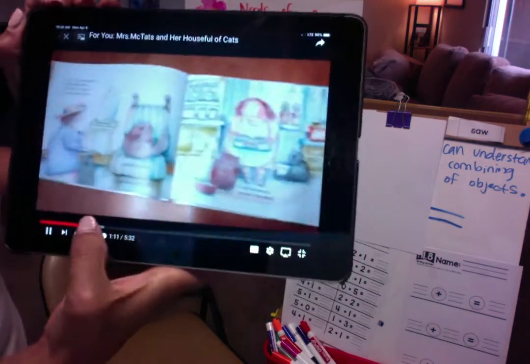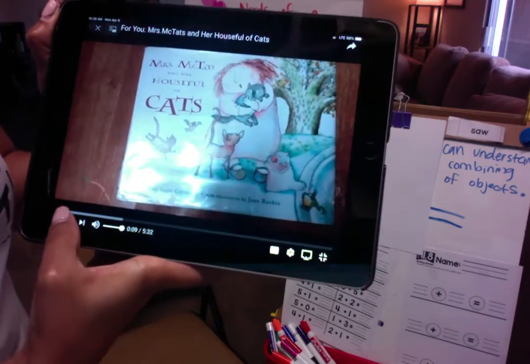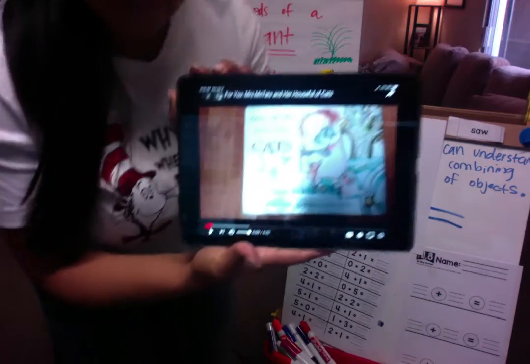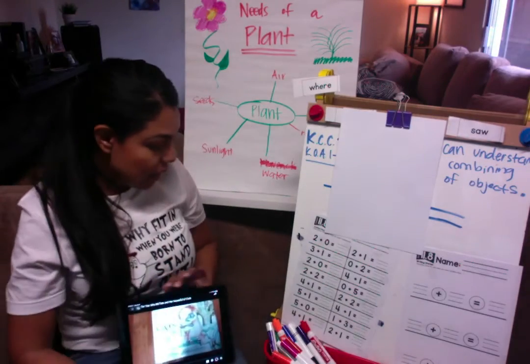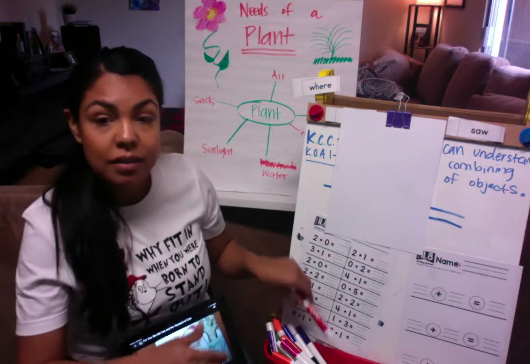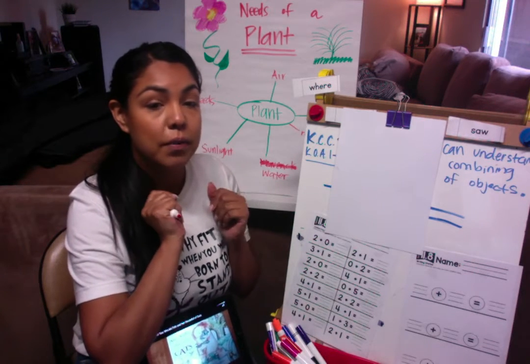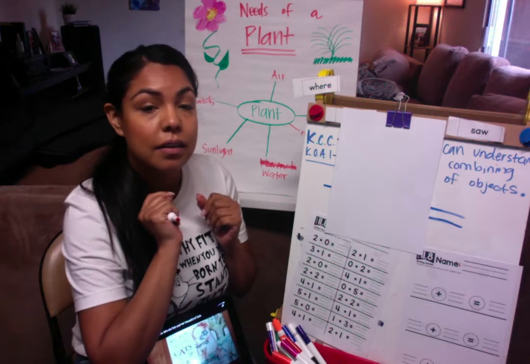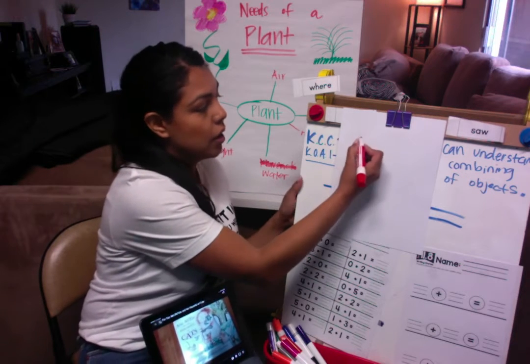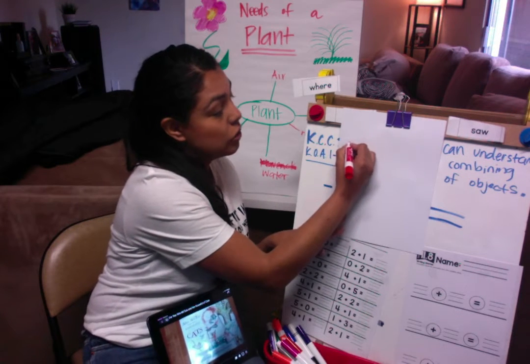Well, let's pause right there. She came back from the market. How many cats walked in from the market? 1, 2. 2. Good. So I want everyone to draw 2.